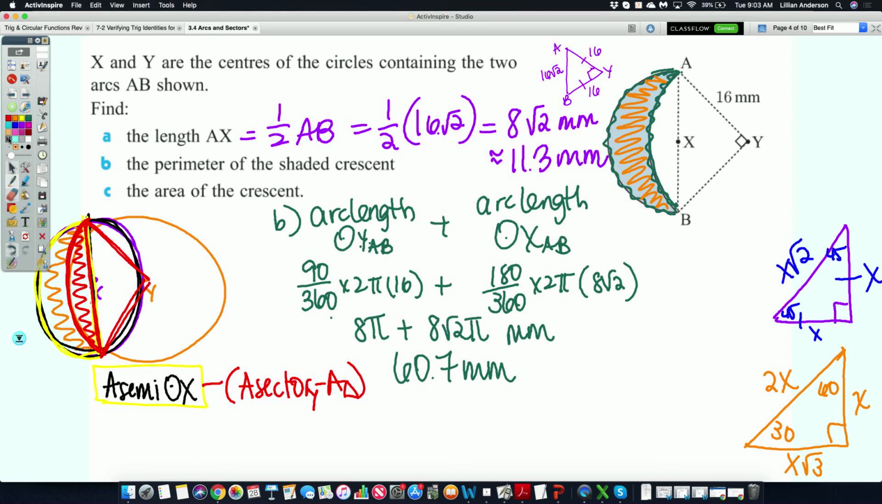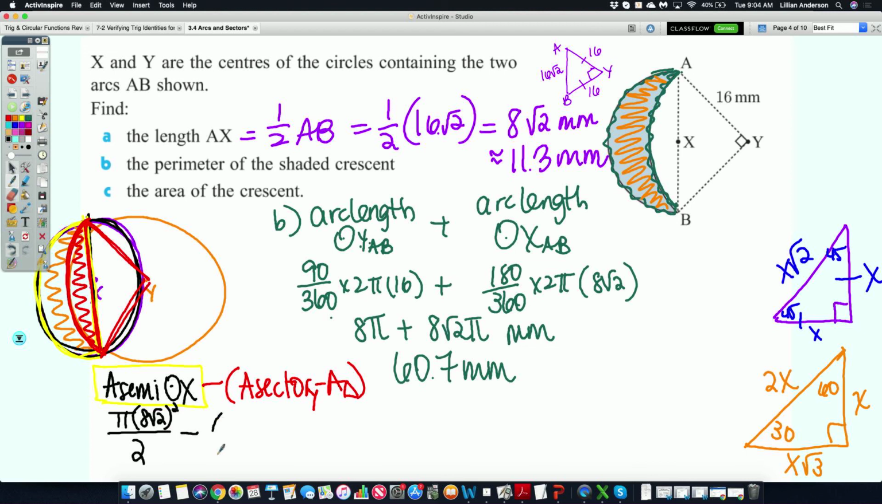So let's figure this out. We know a semicircle is basically half of a circle. So that's going to be pi r squared divided by 2. What is r for circle X? 8 root 2. So that's going to be 8 root 2 squared times pi over 2.